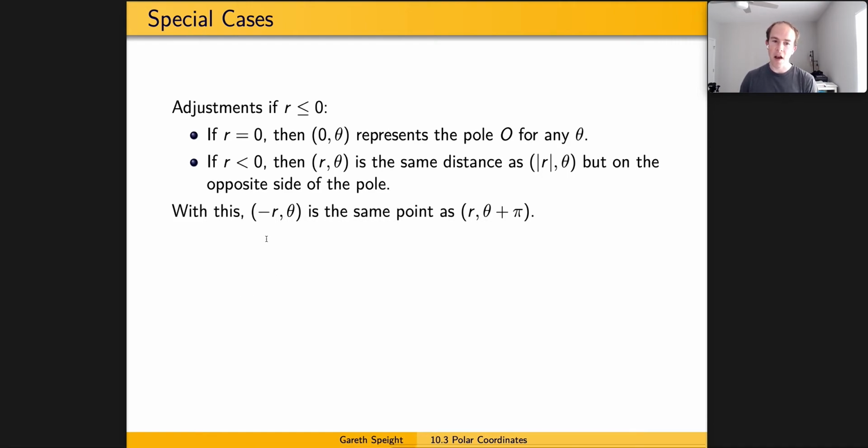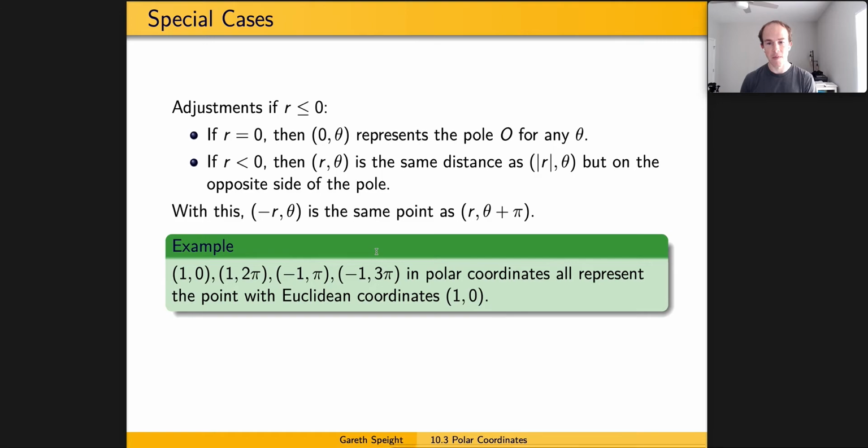Okay, and with this, negative r comma theta, which is flipping through the pole, is the same thing as r comma theta plus pi. So theta plus pi would mean we take our regular point and then we rotate all the way around, and we would still get the opposite point on the other side. So rotating through 180 degrees and flipping through the pole is the same thing.